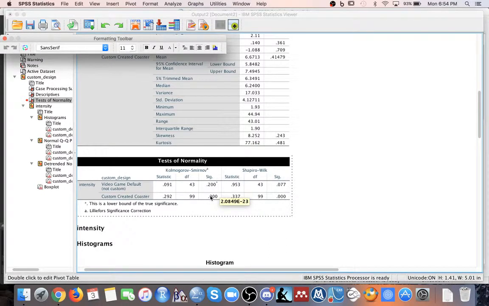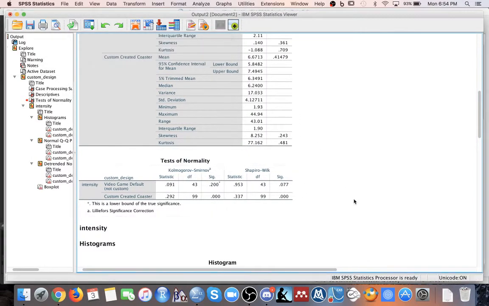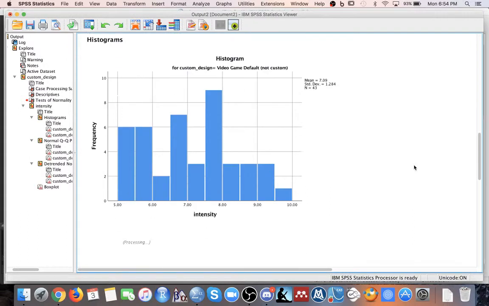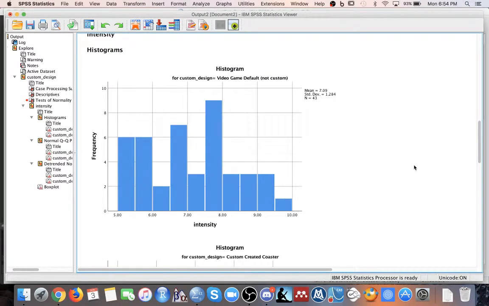Over here, same thing, 2.08 times 10 to the negative 23. Those are extremely small values, p-values that are essentially zero, which tells you that the custom created coaster is probably not meeting the assumption of normality. Let's look at the histograms to help us validate some of this.